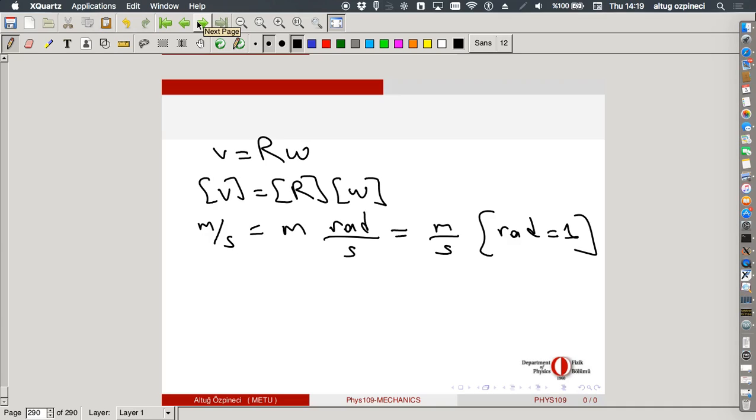I'm quite fast over here, right? But from here to there, I'm very slow. There's angular acceleration.